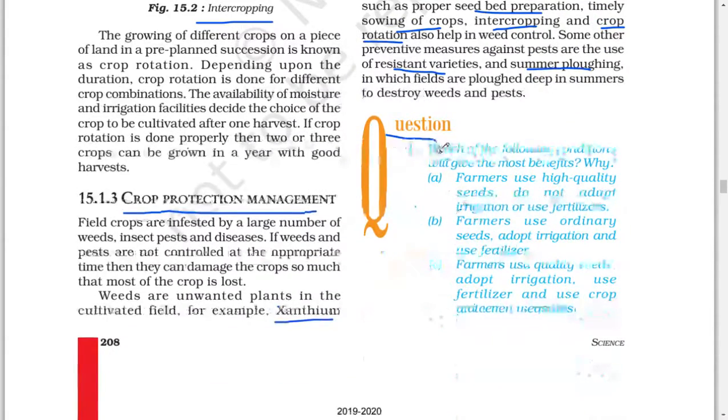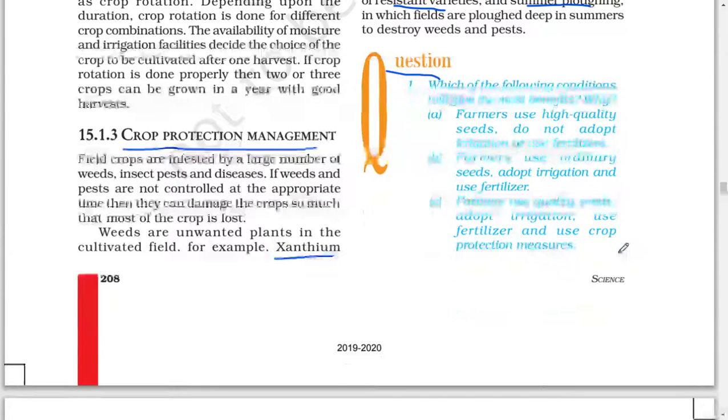Question 1. Which of the following conditions will give the most benefit? Why? A. Farmers use high quality seed, do not adopt irrigation or use fertilizer. B. Farmers use ordinary seed, adopt irrigation and use fertilizer. C. Farmers use quality seed, adopt irrigation, use fertilizer and use crop protection measures. Comment on this.